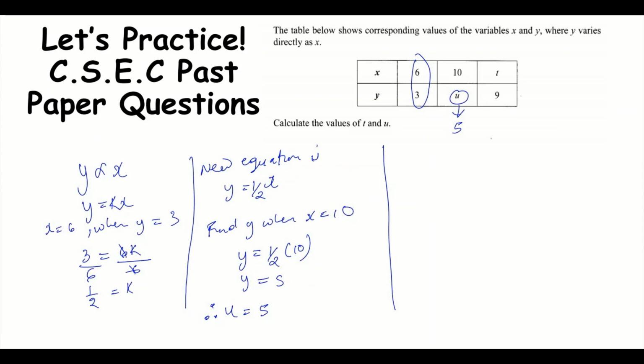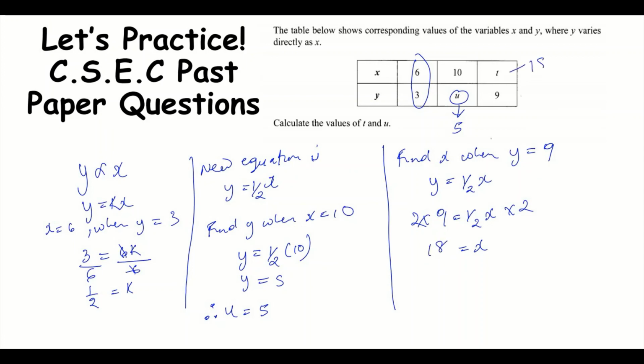Hence, the next one wants us to find x when y is equal to 9. Using our new equation, y is equal to 1/2 x. Substituting our values, 9 is equal to 1/2 x. So we're going to find x by multiplying both sides by 2. So 2 times 1/2 gives us 1. So we're left with x is equal to 18. So therefore, t is equal to 18.